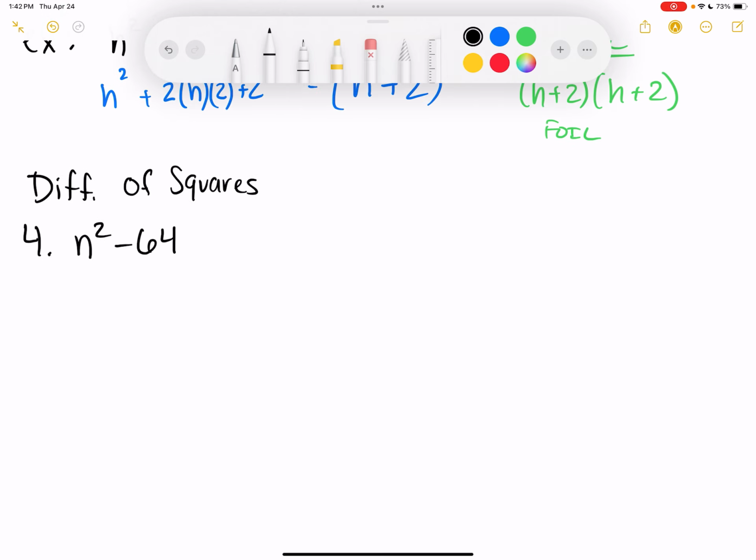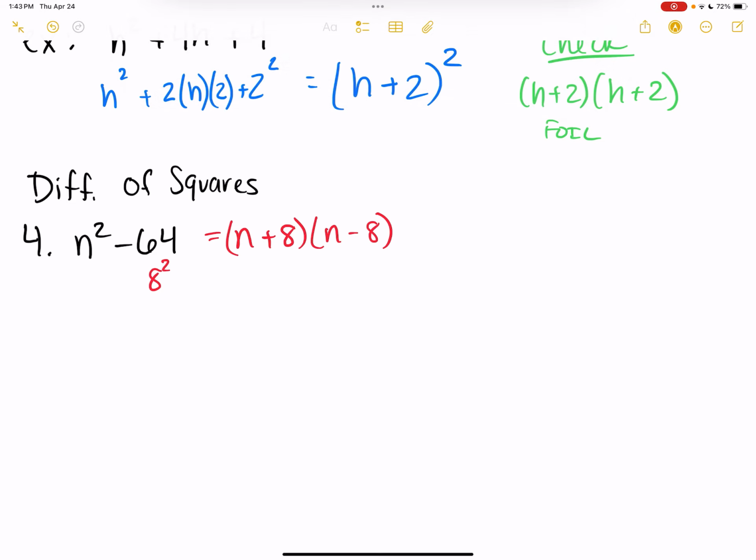So 64 is what squared? 8. So I will think about this as 8 squared. So this is a difference of squares, so it's n plus 8 times n minus 8. To check it, I would just be FOILing. So what's happening here is we have n squared minus 8n plus 8n, so that right there tells you, okay, those things are canceling, and then 8 times negative 8 is negative 64, and so I just quickly checked that one. I'm just not writing it out.